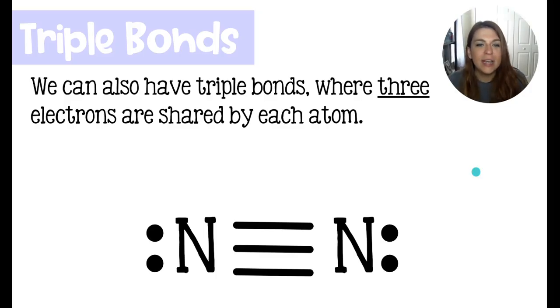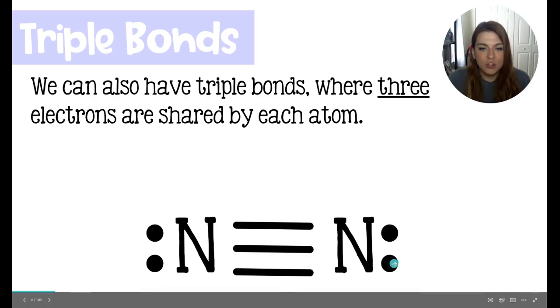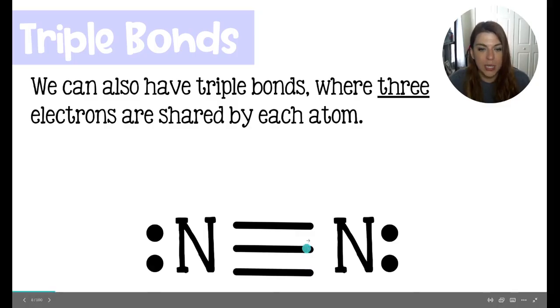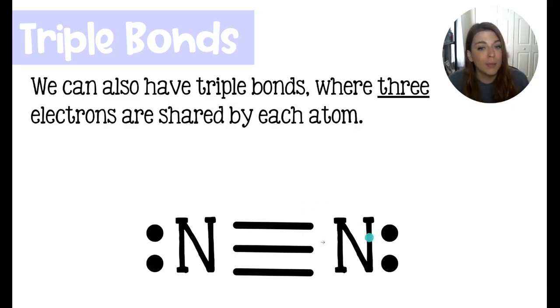We're back to nitrogen. Nitrogen has 5 valence electrons. So it's going to say to the other nitrogen, I'll share 3 with you if you share 3 with me, because 5 plus 3 is 8. So nitrogen keeps its 2 extra electrons, and then of the remaining 5, it puts 3 into the bond. It says, I'll share 3 with you if you share 3 with me.